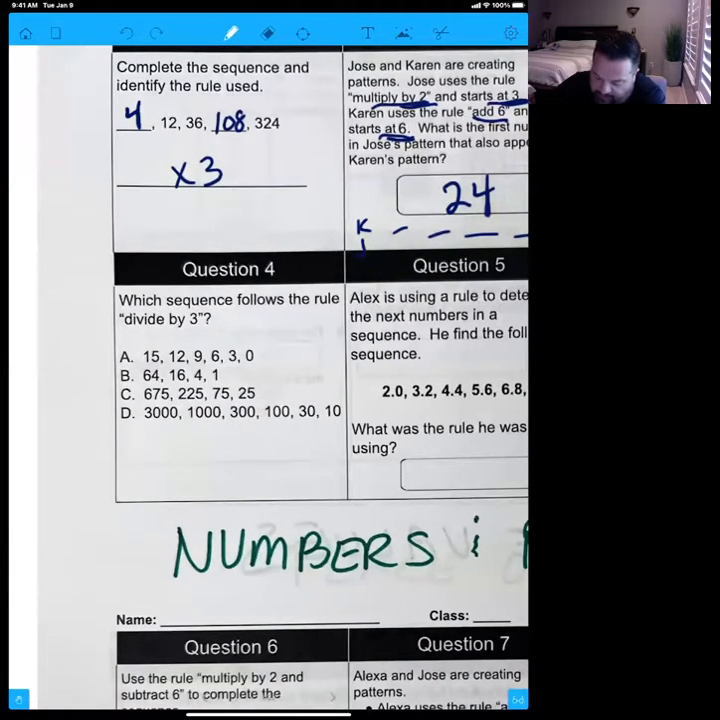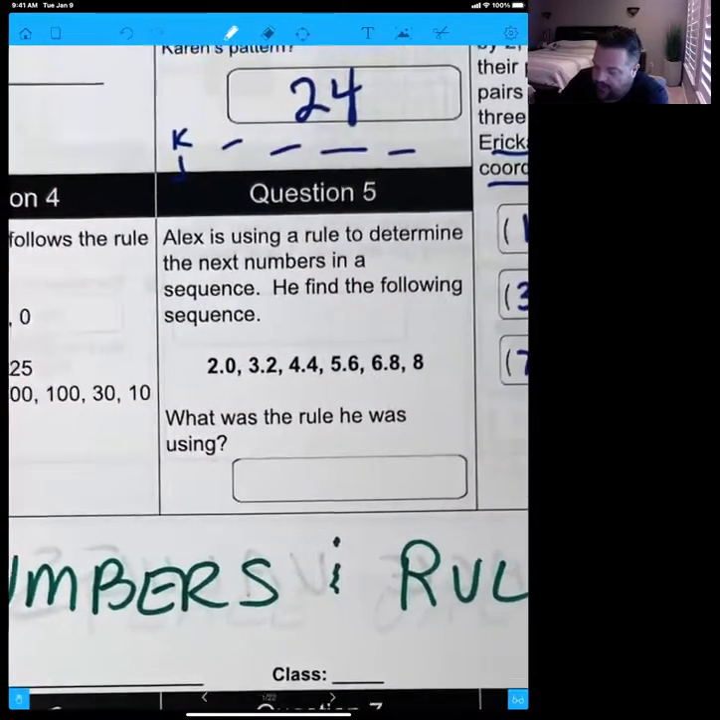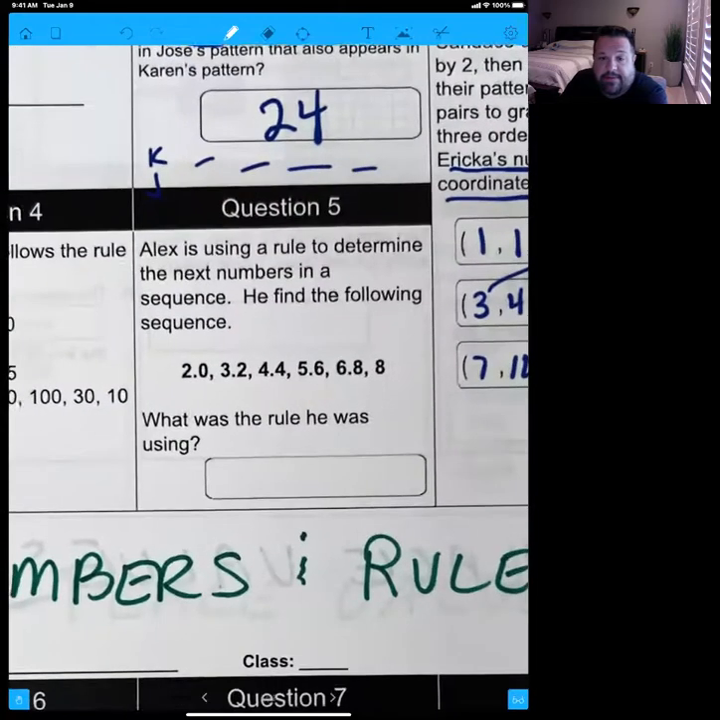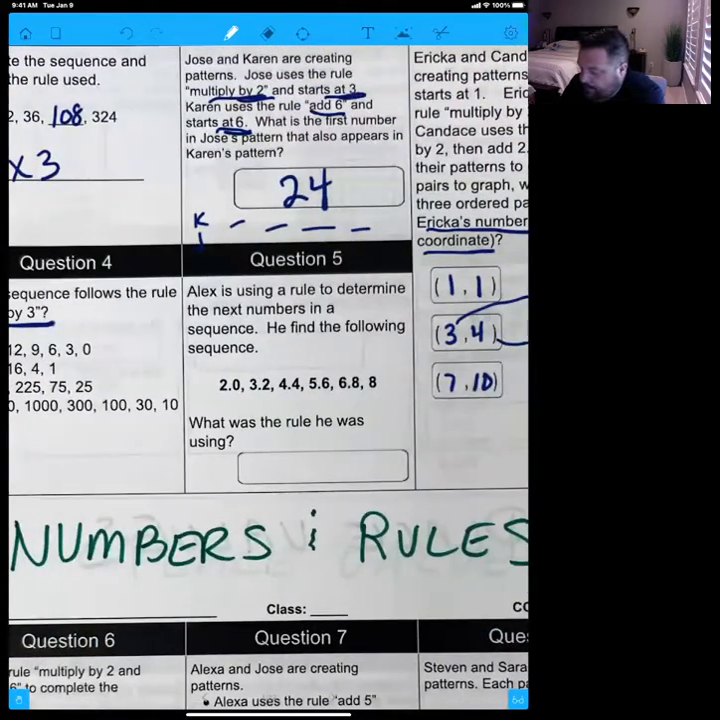All right, check out number 4. All right, number 4, you should have gotten C, because that's the only one that divides by 3. It's got to be going down by 3 every time, right? And that one, you just have to check each choice. Pause and do number 5. The rule here was adding 1.2. It goes up by 1.2 every time, right?